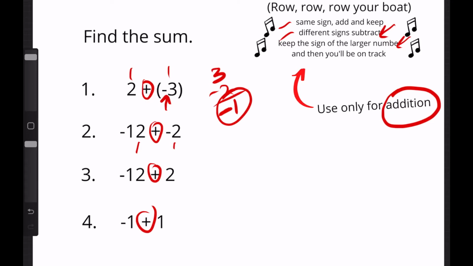Same signs, add and keep. Are they the same signs? Well, you've got a -12 and a -2. They are the same signs. So this one is really simple. We're doing the top line of the song. Same signs, add and keep.